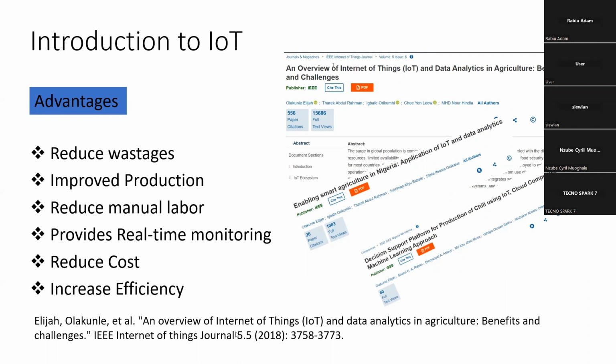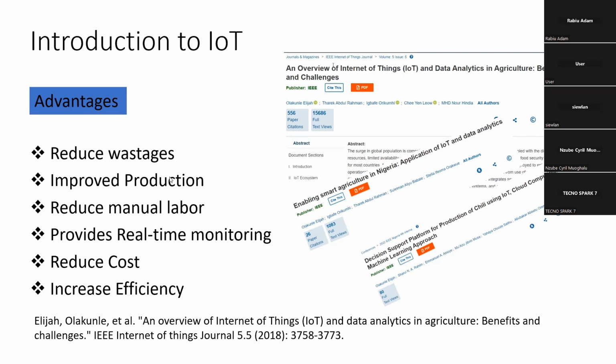So if you want to know more about Internet of Things, we have a few publications that have been well cited. An example is an overview of Internet of Things and data analysis in agriculture, benefits and challenges. You can just go online and Google some of these topics: enabling smart agriculture in Nigeria, application of IoT and data analytics. This one, decision support platform for production of chili using IoT, cloud computing, and machine learning approach. These are very good papers that I would like to encourage you to check out.